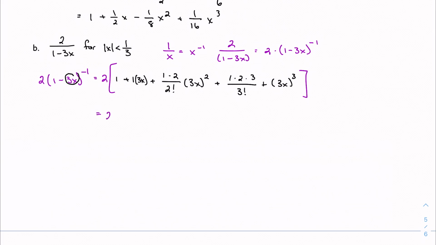So now we can go ahead and simplify this. This is going to be 2 times whatever this simplifies to. So I have 1 plus 3x plus, well, 2 over 2 is just 1, right? 2, this is equal to 2. This is equal to 2. 3 squared is 9, so 9x squared. And then I get, oh, this one's an interesting one. So 1 times 2 times 3 is just the same as 3 factorial, so this all cancels out. And I get 27x cubed. And I could also take care of the distribution as well.